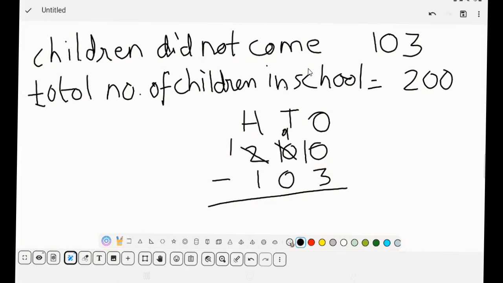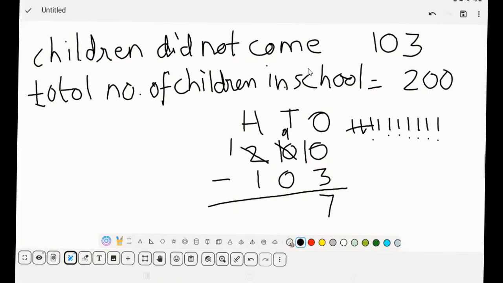Now you got the 10 and you have to subtract 3 from it. So simply draw the 10 lines: 1, 2, 3, 4, 5, 6, 7, 8, 9, and 10. You cut the 3 lines. How many lines are there? 1, 2, 3, 4, 5, 6, 7. 7 will be the subtraction of 10 and 3.